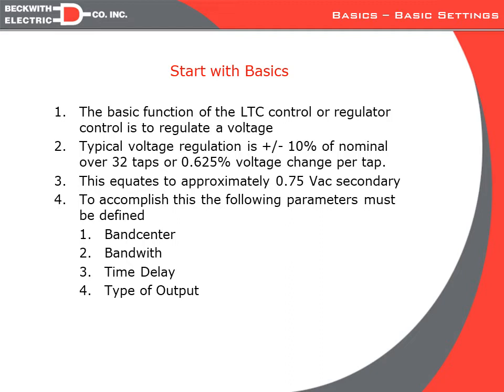So, if we do the math and we have 16 taps on either side and we can regulate plus or minus 10%, what that equates to is 3/4 of a volt secondary per tap. With each tap, I can either raise the voltage on the load side 3/4 of a volt secondary, or I can lower it 3/4 of a volt secondary. And at the neutral position, the voltages will be the same. So the goal of the regulator or the LTC is to keep the voltage within a preset boundary.